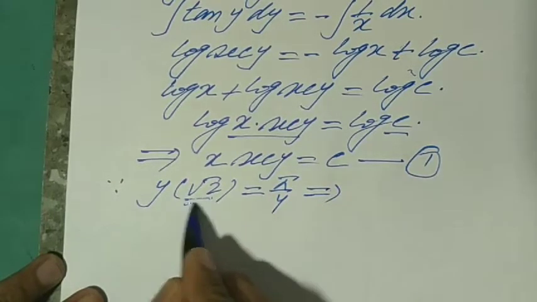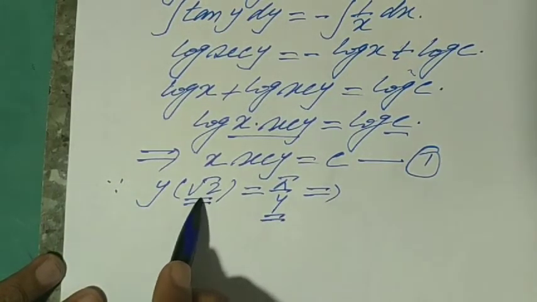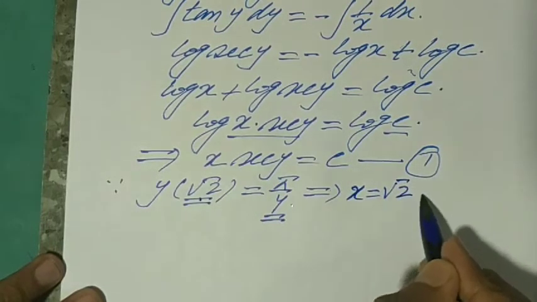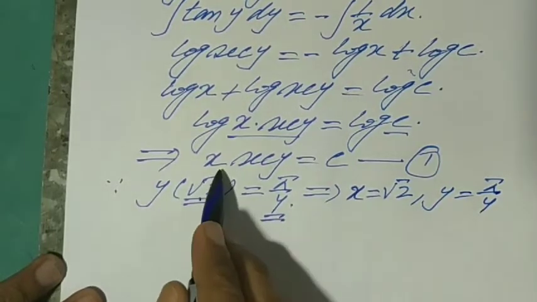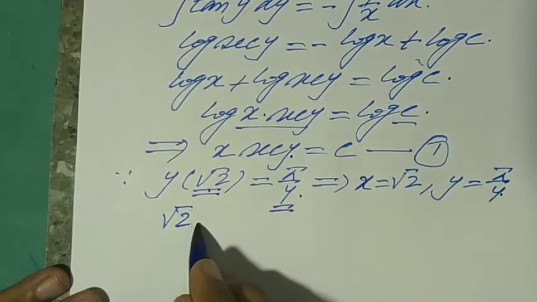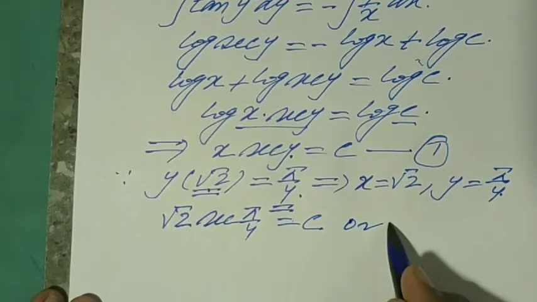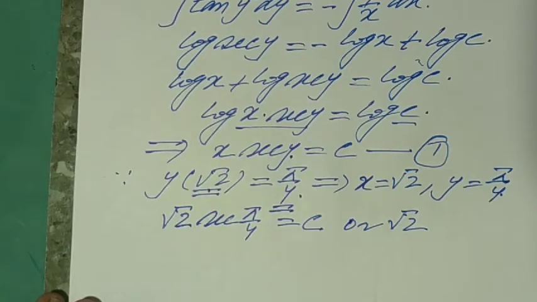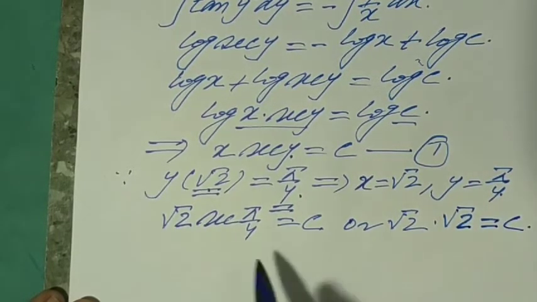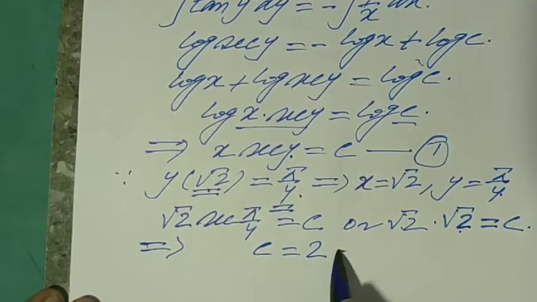It implies that this is the value of x and this is the value of y. If it is written like y(something) is equal to something, the first value indicates x and the second indicates y. So x is equal to root 2 and y is equal to pi by 4. These two values we substitute in equation number 1. In place of x we write root 2 and in place of y we write pi by 4. So root 2 sec pi by 4 is equal to c, that is, sec 45 degrees is root 2, so root 2 into root 2 becomes 2, and we get c is equal to 2. Let it be equation number 2.